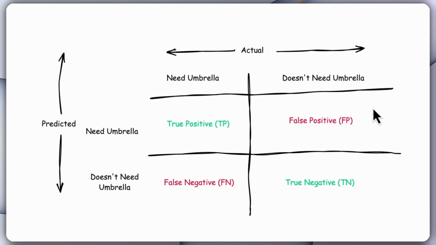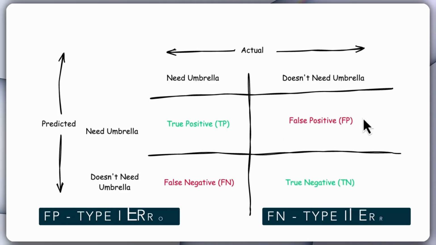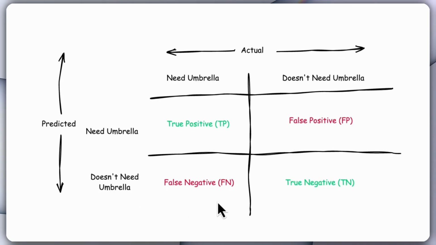Similarly, this section is called the false positive. Why is it called the false positive? The reason is my model is predicting that I need an umbrella, but in reality I don't need an umbrella. So what my model is predicting as positive is actually not a real positive. It's a false positive. So this section is called the true positive, or in short TP, then true negative, which is TN. False negative is FN and false positive is FP. The false positive we call a type 1 error, and the false negative we call a type 2 error. Okay, so far so good.